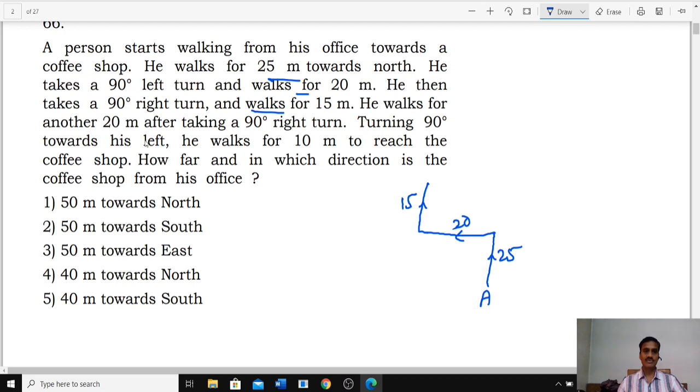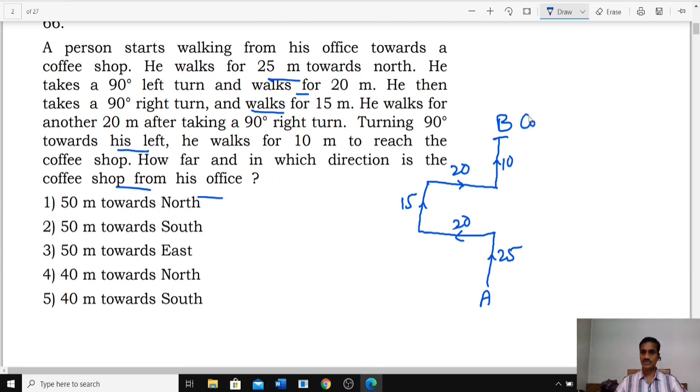He walks for another 20 meters after taking a 90 degree right turn. From here, 90 degree right turn, 20 meters. Turning to his left, he walks for 10 meters to reach the coffee shop. A is the starting point and B is the final point. Now how far and in which direction is the coffee shop from his office?